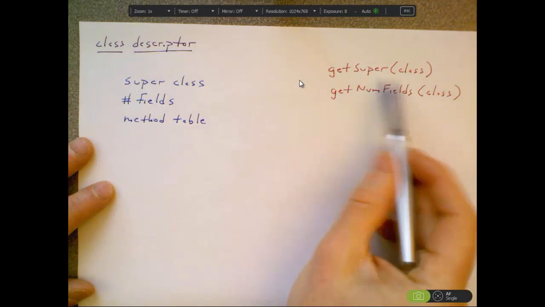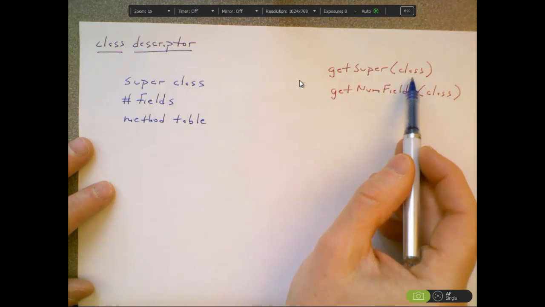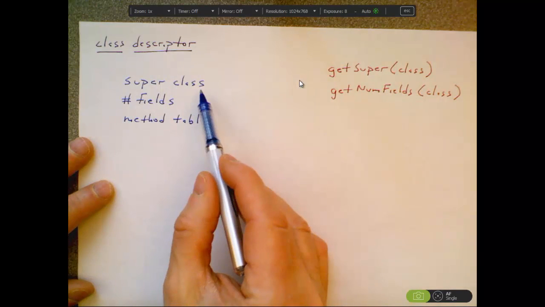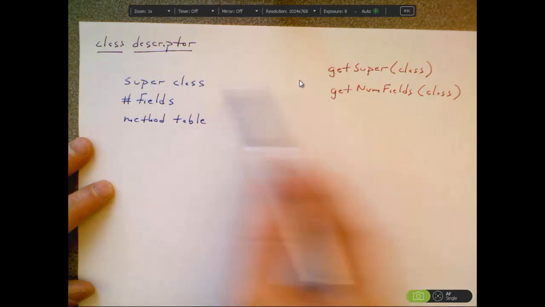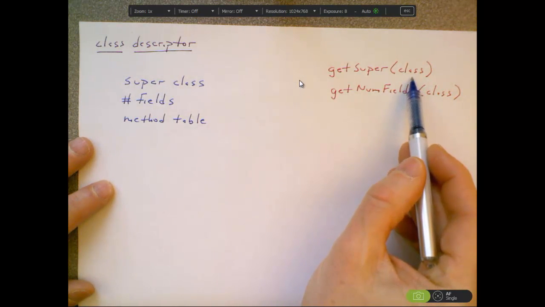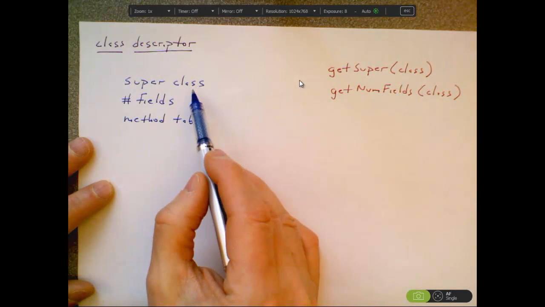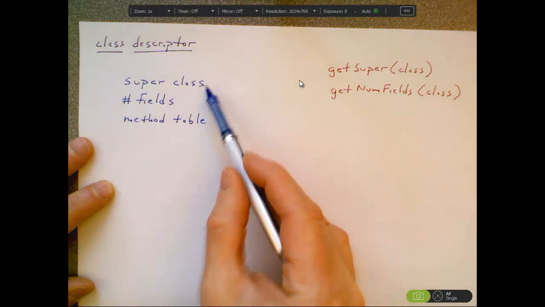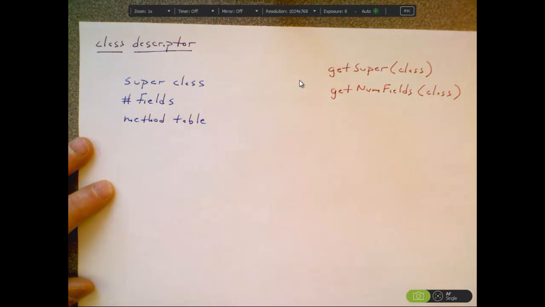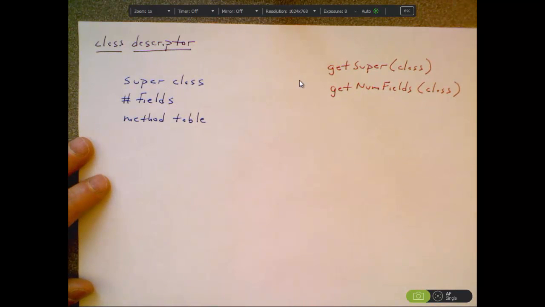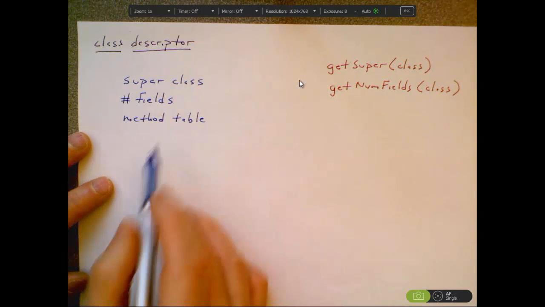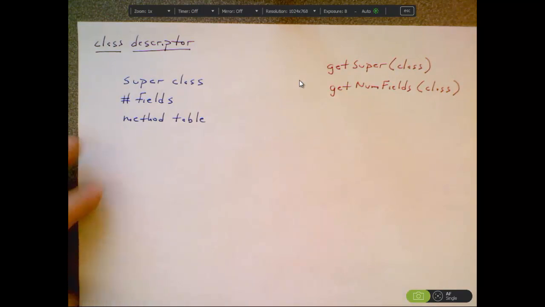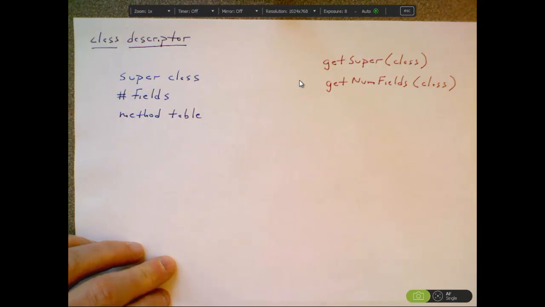All right, so get superclass. Once you've got the class descriptor address, this is just going to be the first thing in it. So again, this will be the class descriptor address. So in effect, it points to the word you want to return. So that's pretty easy. This one, you have a pointer to the first word. You just need to return the second word. So again, that's fairly easy too. So those are pretty straightforward. As we'll see, though, the method table itself is a little more complicated. Let's take a look at that.